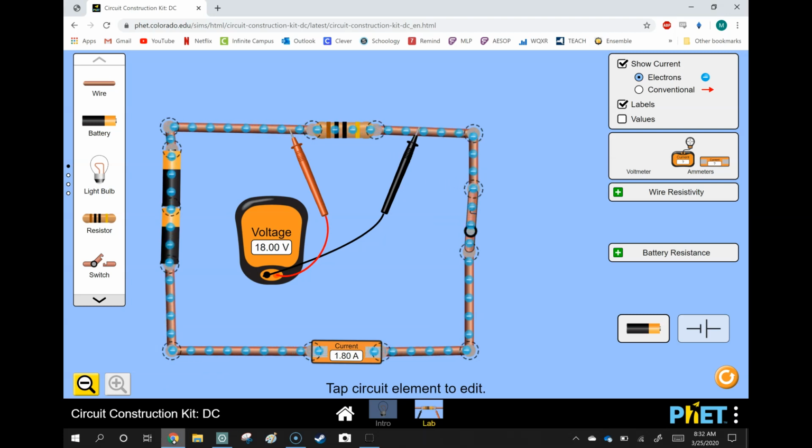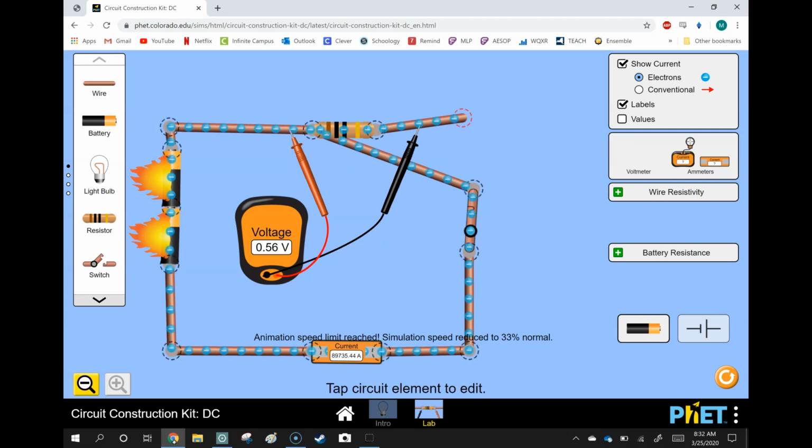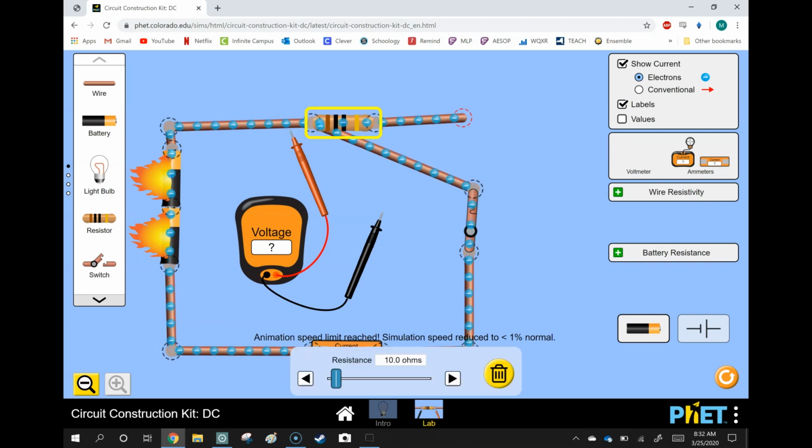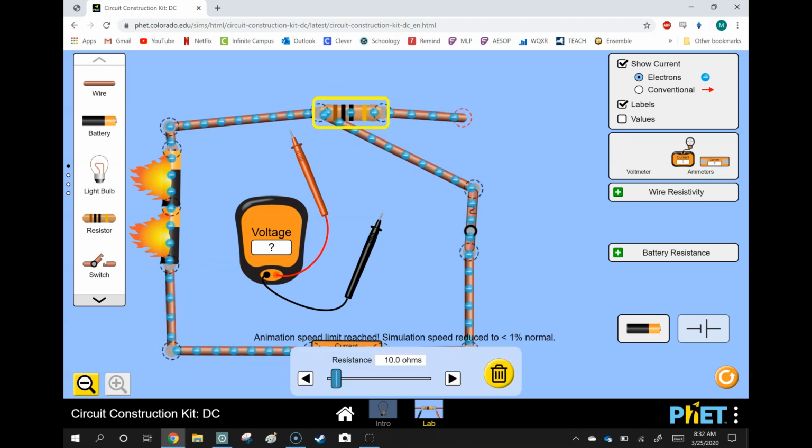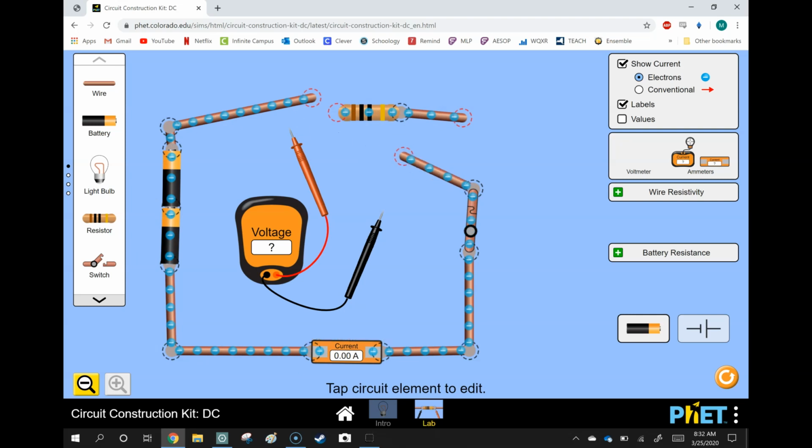Is there anything else that's tricky that sometimes kids do? Sometimes they'll go like this. Oh man, what the heck? It's because there's no resistance anymore. You skipped, this isn't part of your circuit. So you have to make sure one is on one side, one on the other side.